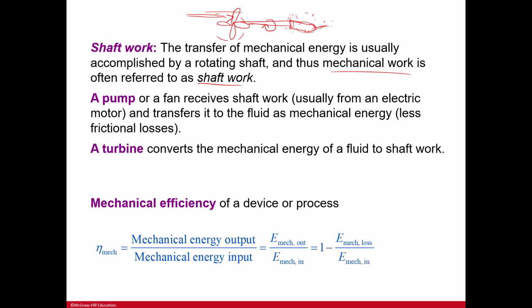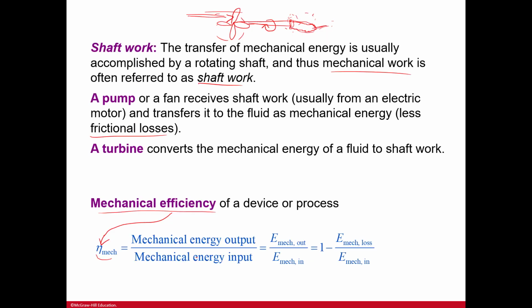A pump or a fan receives shaft work, usually from an electric motor, and transfers it to the fluid as mechanical energy, obviously reduced by the friction losses. And then a turbine converts the mechanical energy of a fluid to shaft work. Wherever we have work and rates of work, we have mechanical efficiency, because we want to know how efficient something is. That's denoted by this η, mechanical efficiency, and that's the energy output over the energy input.